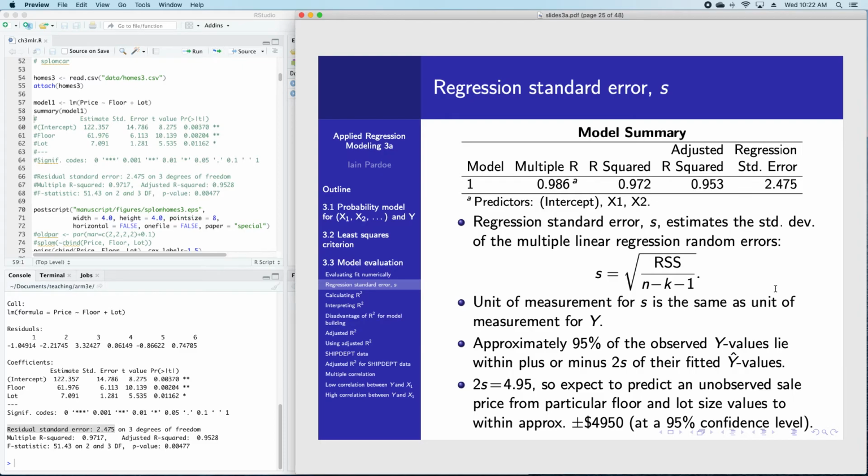So that's a discussion of the regression standard error S. This is one method for evaluating the fit of a multiple linear regression model. In the next video, I'll talk about another method for evaluating the fit of a multiple linear regression model using the coefficient of determination, or R squared.